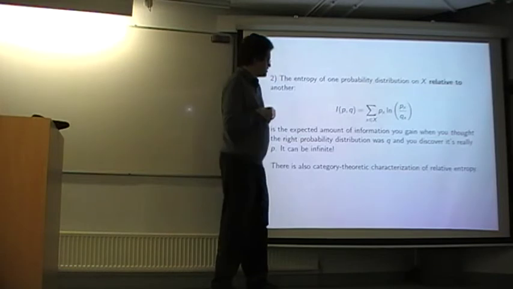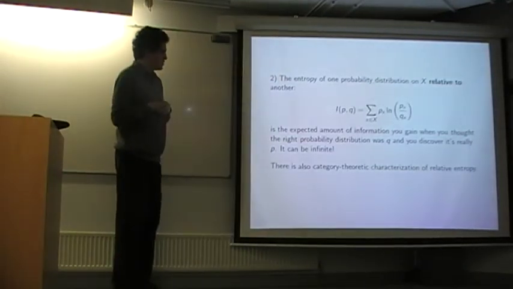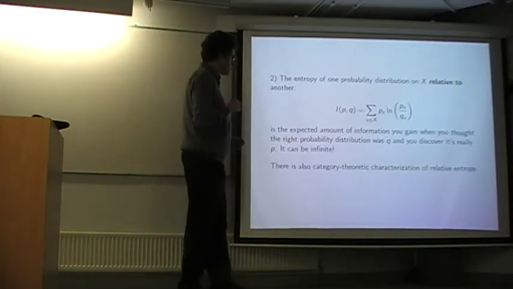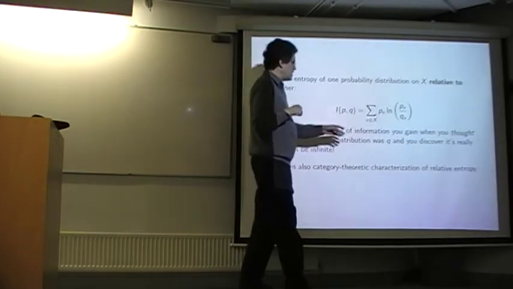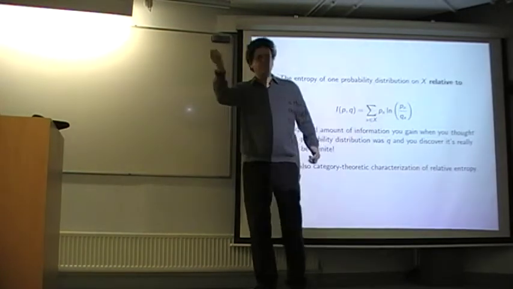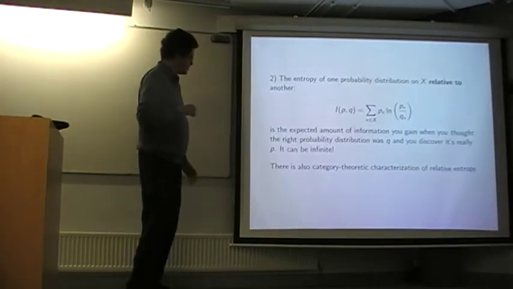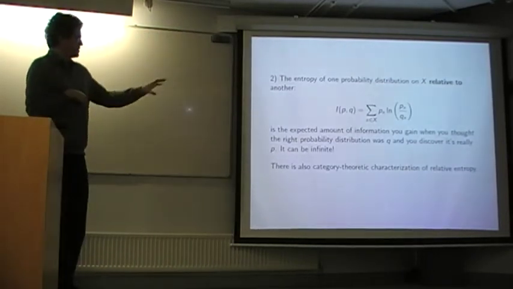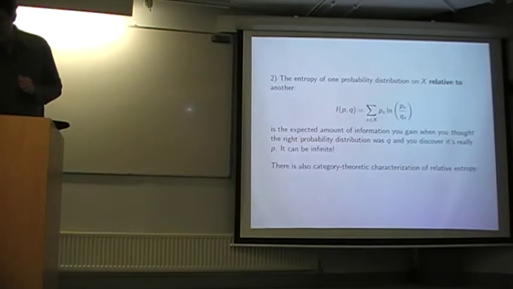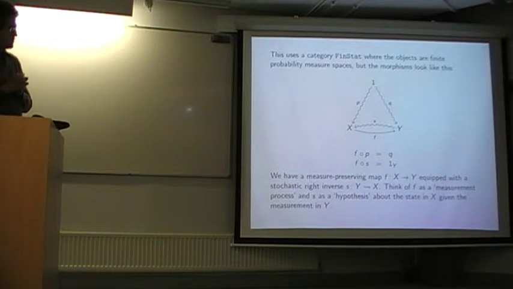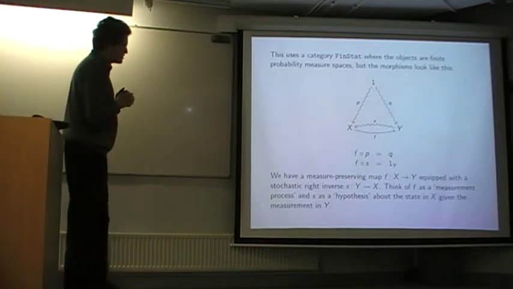So it's a generalization of ordinary entropy that in some sense is really more fundamental actually than ordinary entropy. It can be infinite, among other things. It can be infinite if you thought that something was impossible, that had probability 0, and then someone says, no, it can happen. So then you're very, very astounded and you gain an infinite amount of information. So there's a category theoretic characterization of this thing too. It uses just a somewhat fancier version of the category we looked at before.